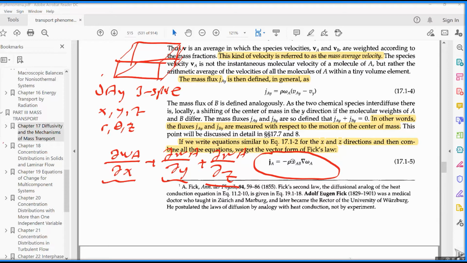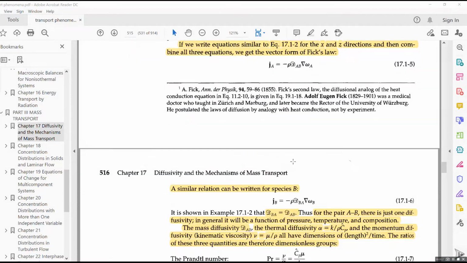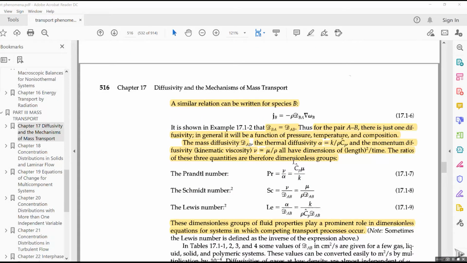So, okay, let's move on. In a similar relation, we can write similar things for the concentration of B.